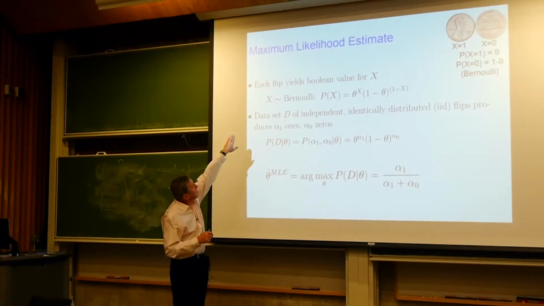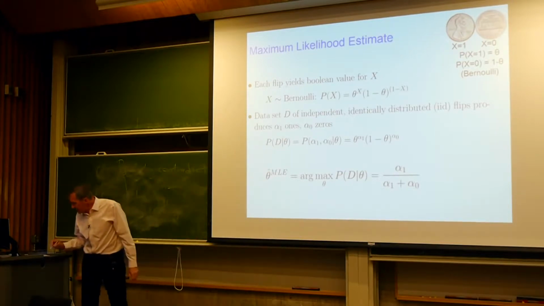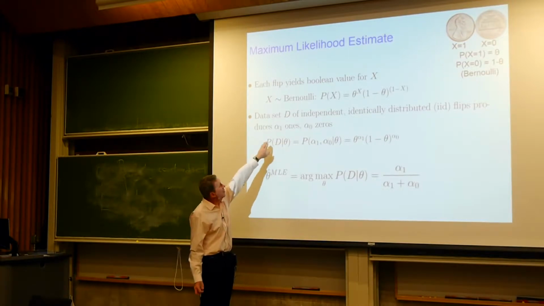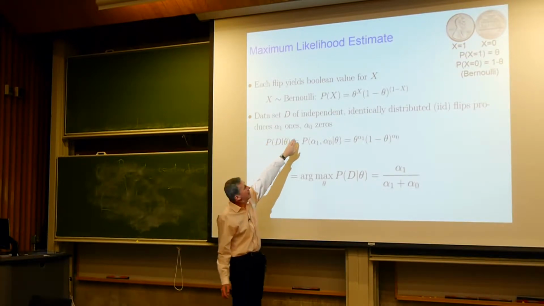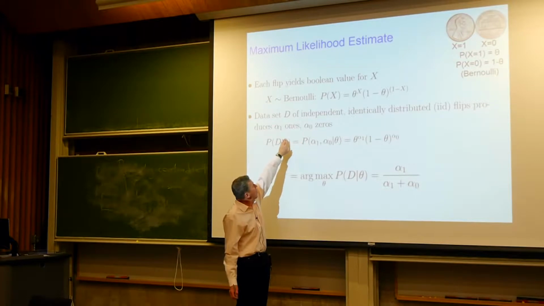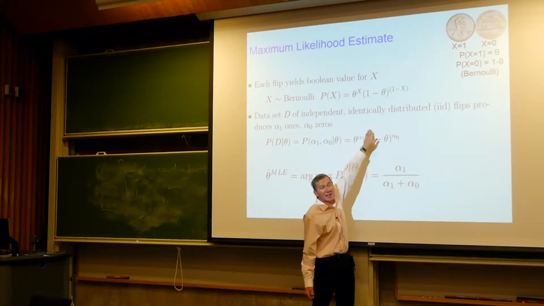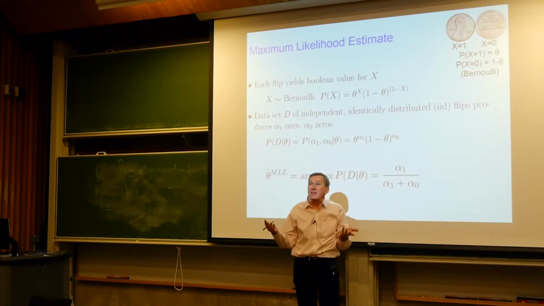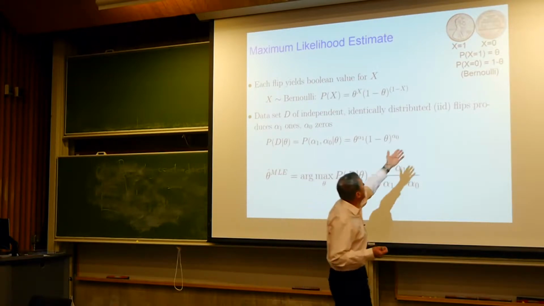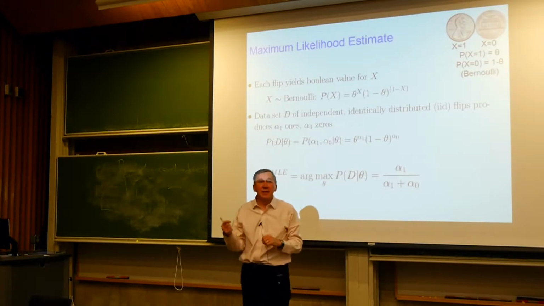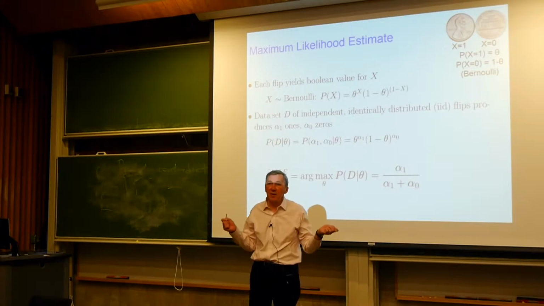And so we said, okay, then each flip of the coin yields a Boolean value for x. If we flip it a bunch of times, we can count the number of 1s and 0s, heads and tails, in that collection of independent flips which are identically distributed. Identically distributed just means they're all following the same theta. It's the same coin. And they're independent in the sense that the outcome of one coin flip doesn't really influence the outcome of the next coin flip.